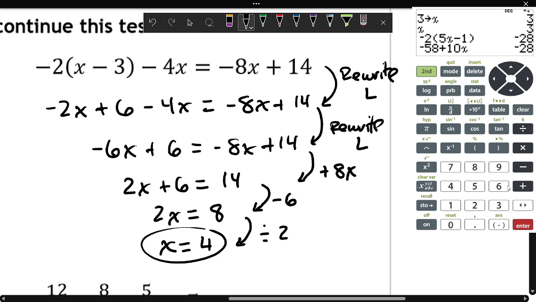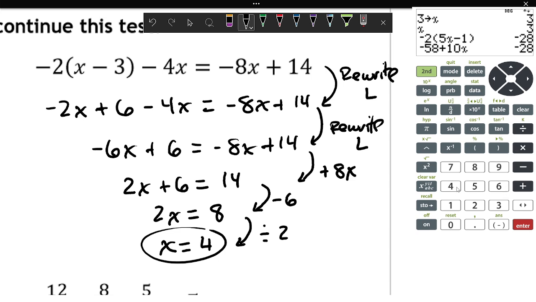I'm going to tell my calculator that x is something different. I'm going to say, hey, 4 is what x is now. So now my calculator believes x is 4, and I want to ask it to evaluate the original left and right-hand side. So I type negative 2 times the quantity of x minus 3, and then I'm going to subtract from that 4x. And I get over on the left-hand side negative 18.